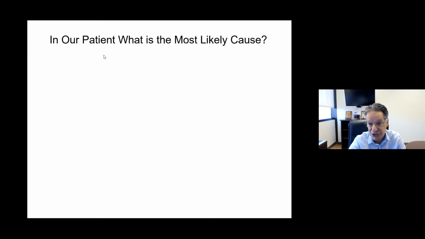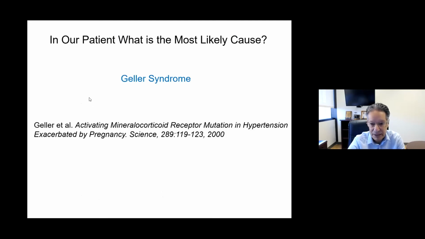So in our patient, what's the most likely cause? Well, it appeared to be associated with pregnancy and resolved right after the patient gave birth. So there's something going on in pregnancy that's not going on after the patient had a child. And the diagnosis most likely is Geller syndrome. So what is Geller syndrome? In 2000, Geller published a paper in Science called Activating Mineralocorticoid Receptor Mutation in Hypertension Exacerbated by Pregnancy.